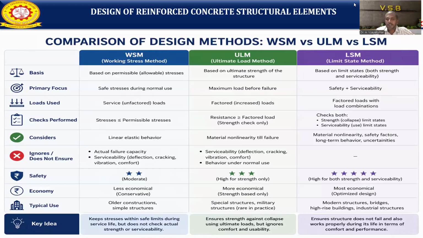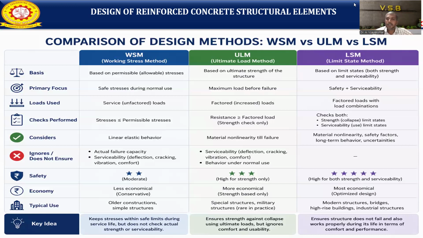When you're checking for the ultimate load method, the resistance capacity will always be greater than the factored load. Strength check only; other than that, we are not checking. Now here, what will happen in the limit state method? We are checking both strength, from the collapse point of view, as well as serviceability and usability. We are going to check these in the limit state method.